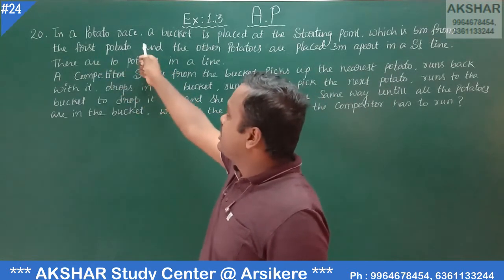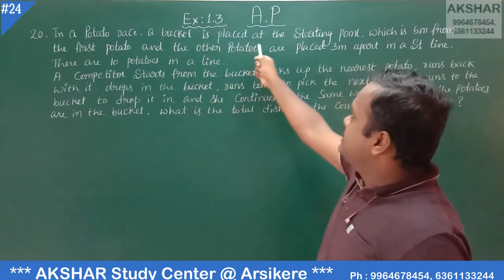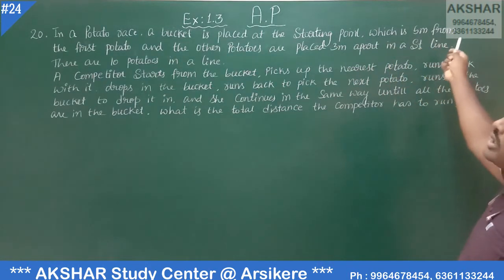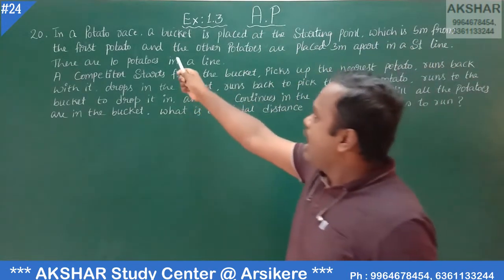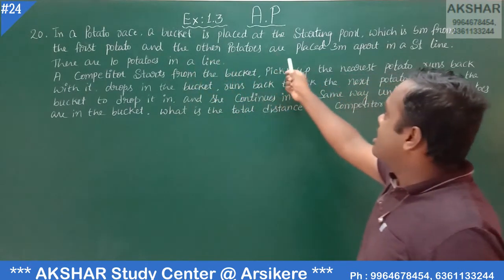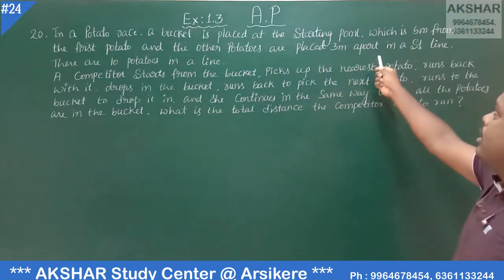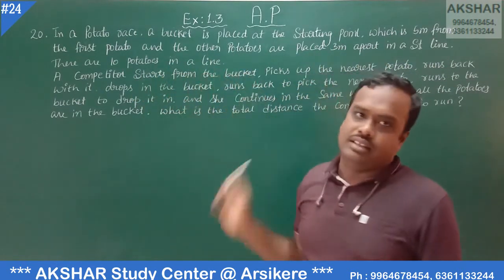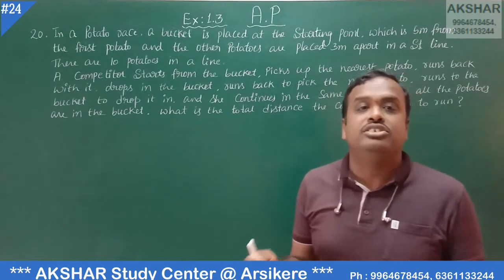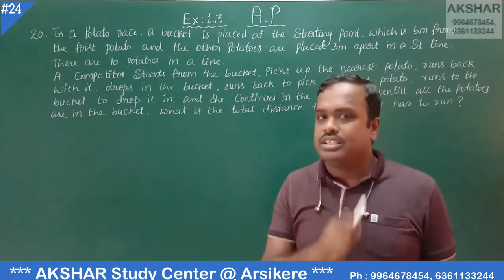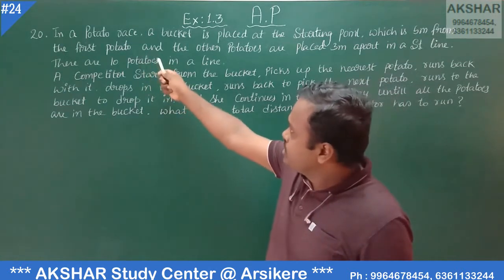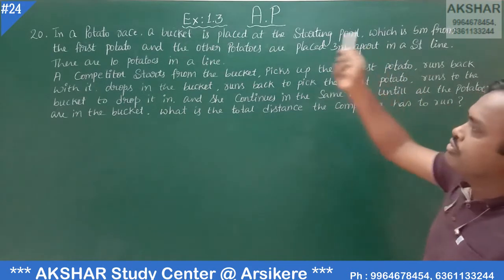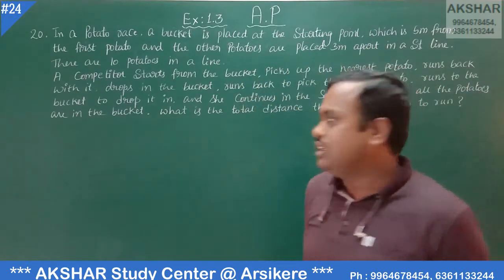Yes, in a potato race, a bucket is placed at the starting point, which is 5 meters from the first potato, and the other potatoes are placed 3 meters apart in a straight line. There are 10 potatoes in a line. Okay children, this is the initial stage of the problem. So let us understand one more time. A bucket is placed at the starting point, which is 5 meters from the first potato.